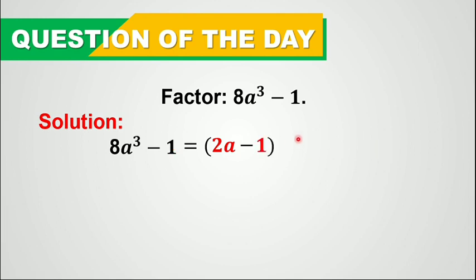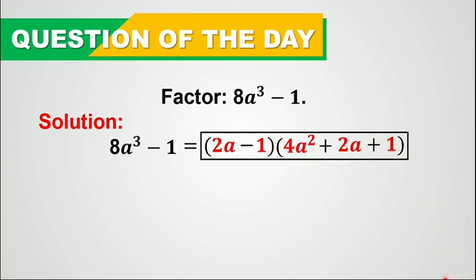And then, the other factor would be just get the square of the first term. So quantity 2a squared, that's 4a squared. Since this is minus, the operation of the second term should be addition. Plus the product of the first term and the second term. So 2a times 1, that's 2a. And then plus the square of the last term or the second term, so 1 squared, that's 1. And this is now our answer for this particular question of the day. So the factors of 8a cubed minus 1 is 2a minus 1 times 4a squared plus 2a plus 1.